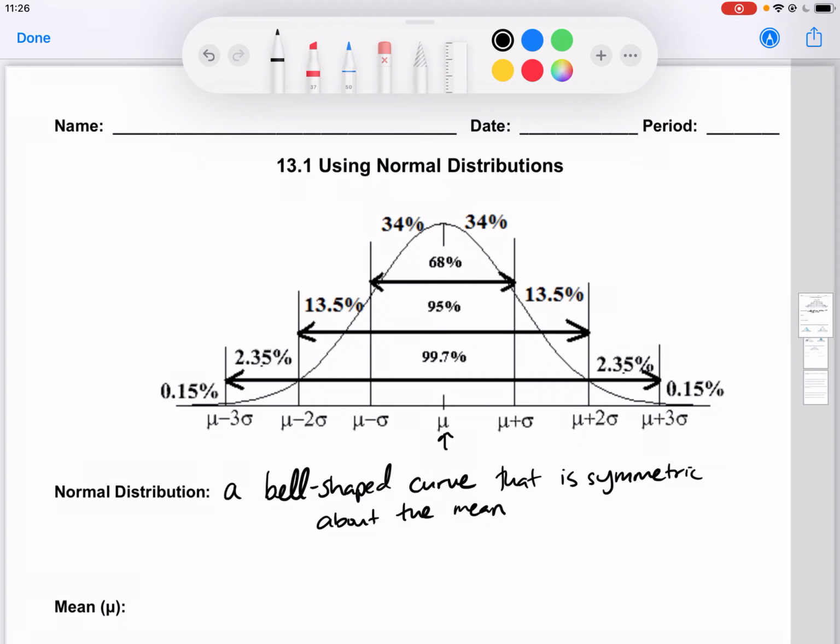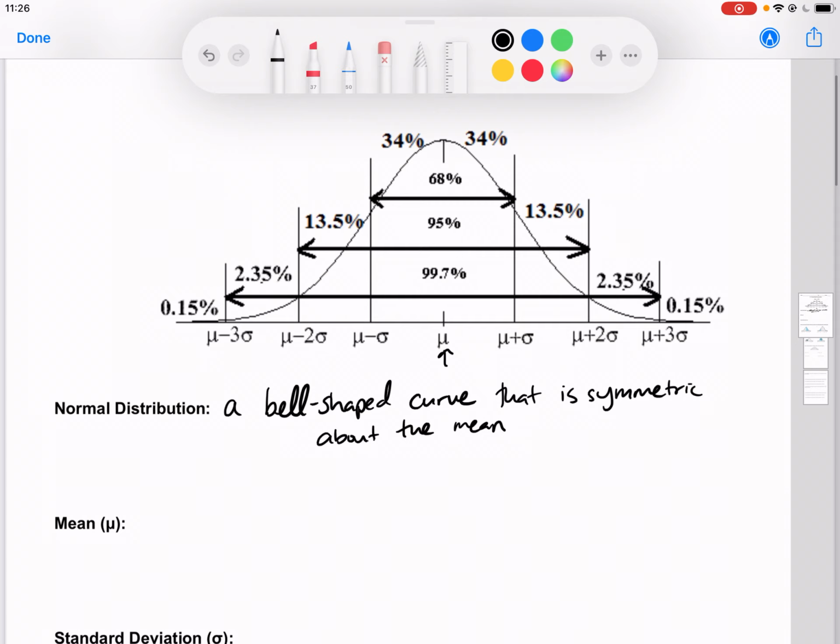The mean is always indicated with this variable called mu. It's a Greek letter. And just remember, the mean is the average of the data. That's just the basic definition: you add up all the data points and divide by the number of values.